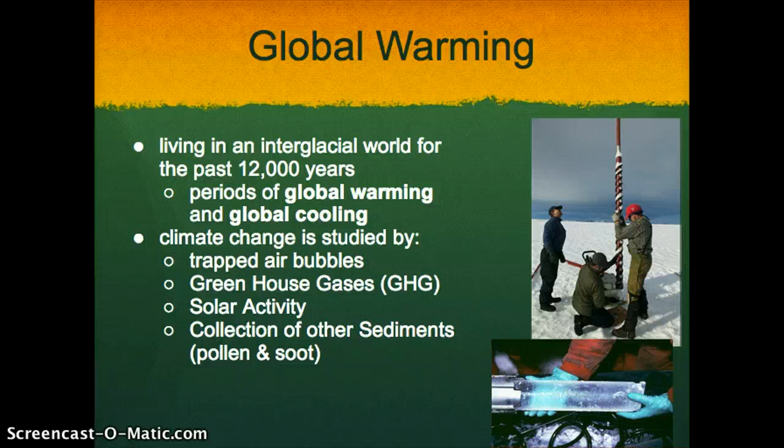Okay, so global warming, basically we've been living in an interglacial world for the past 12,000 years, and there's two changes, either when it's warming or when it's cooling. And right now it's warming, and the climate change is studied by four different things. You look at trapped air bubbles, GHGs or greenhouse gases, solar activity, which has to do with the sun obviously, and collection of other sediments like pollen and soot. And these air bubbles and other sediments are usually found in icebergs, as you can see on the pictures to your right.